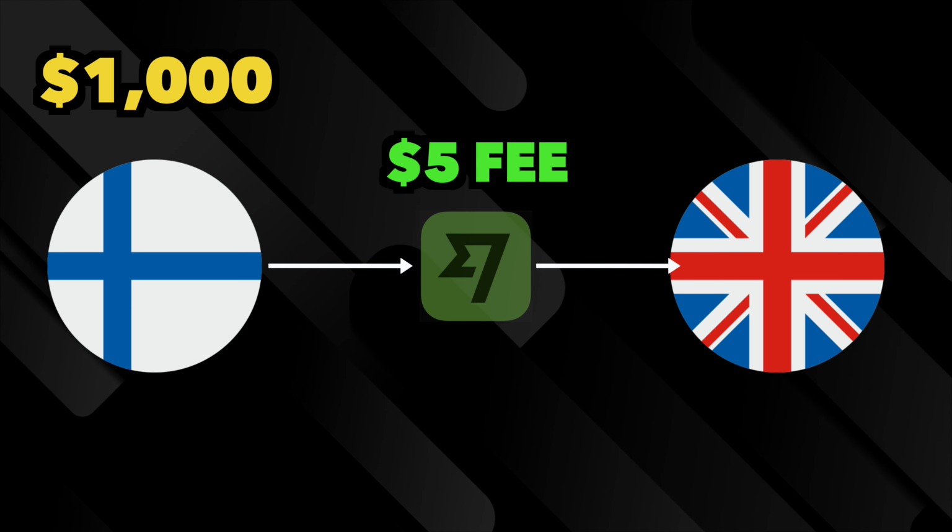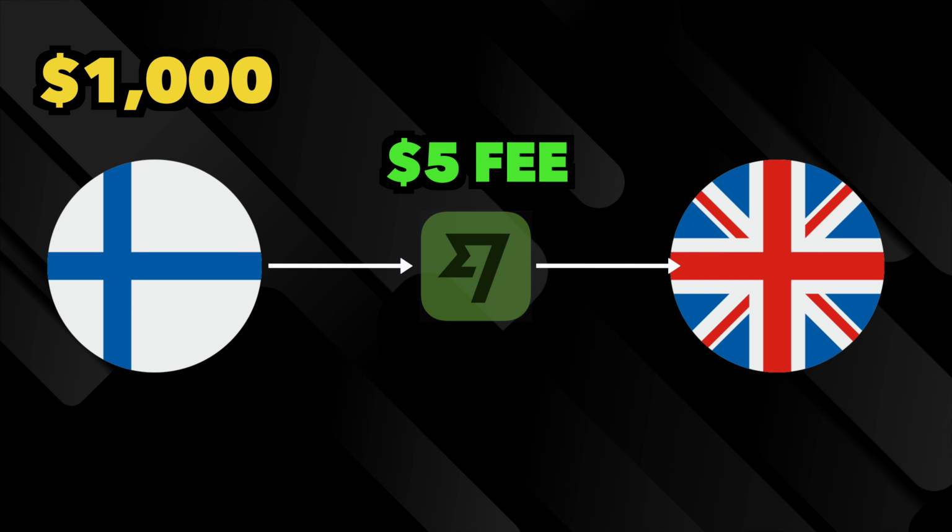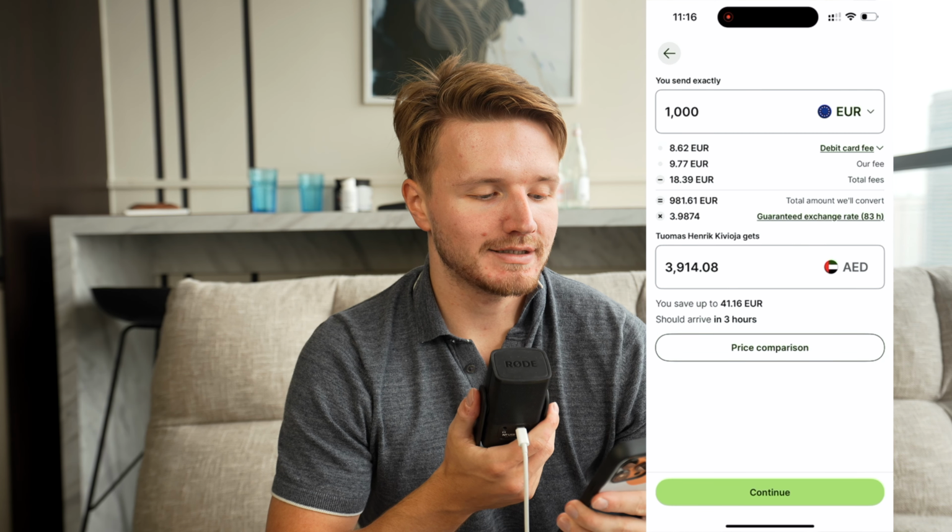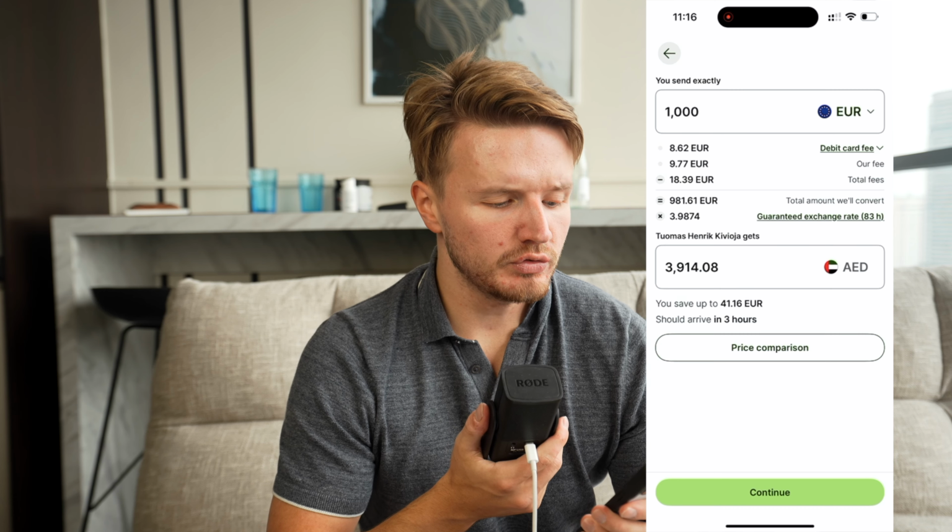So for a lot of my personal dealings, when I need to send money across, let's say, a bank that I still have in Finland to a bank in the UAE, I'm going to use Wise, and here is how it works. And we can see here that, let's say I'm sending 1,000 euros to dirham.